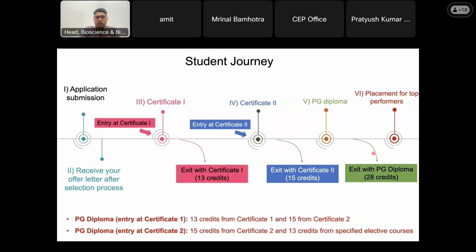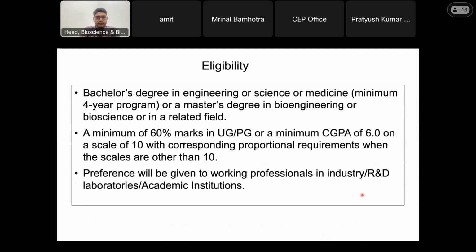Also, most importantly, there will be a short placement support for the top performers in this PG diploma course. So regarding the eligibility, these are the minimum eligibility criteria that one has to satisfy in order to successfully enroll in this program.